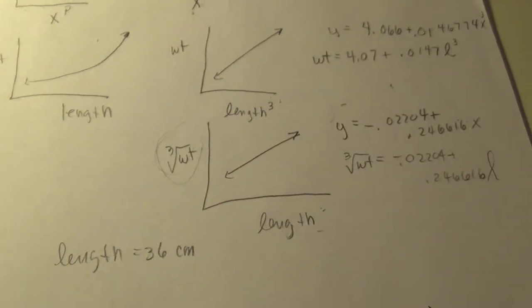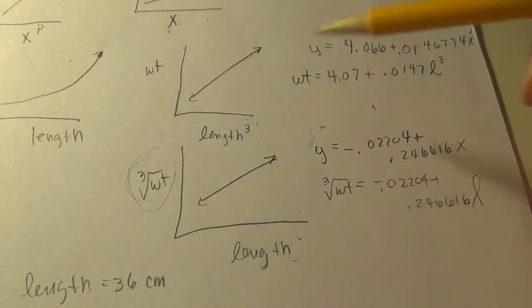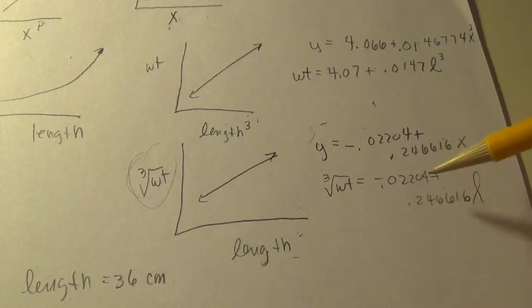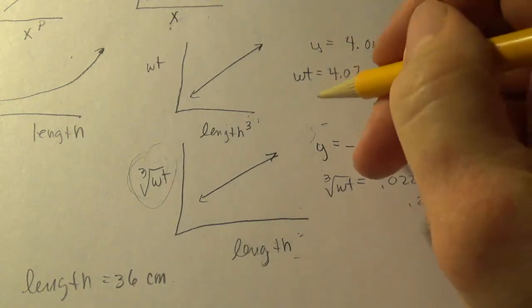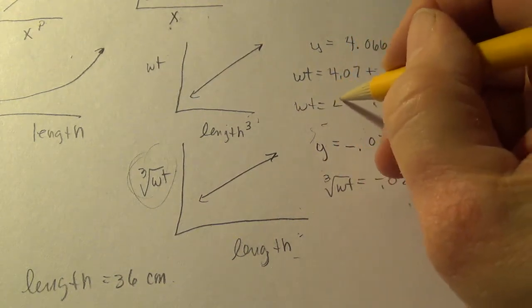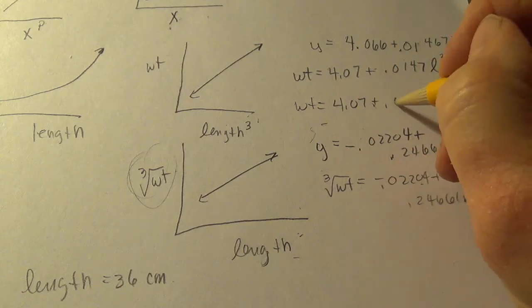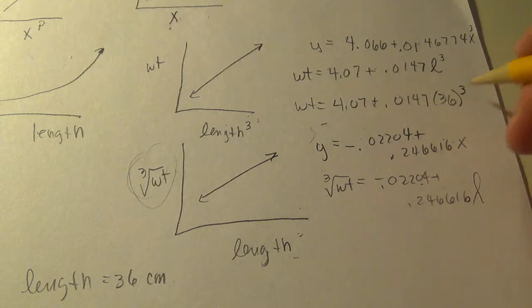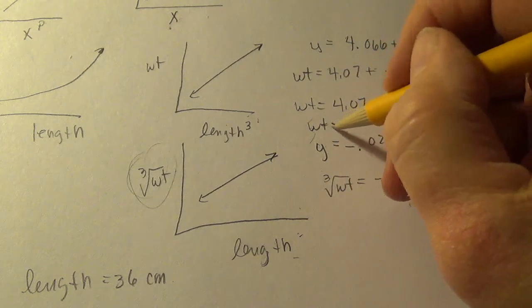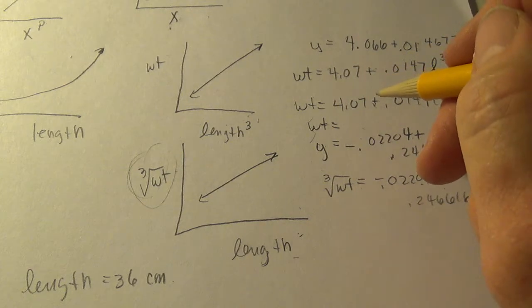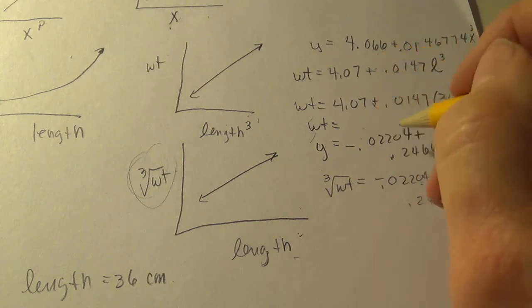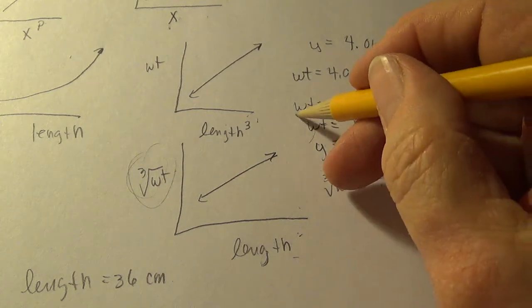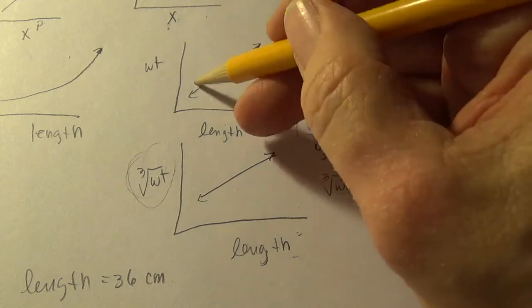So I'm going to ask for a prediction, so we're going to make some inference here, for what the weight would be. So I'm going to use this model and this model. So on the first one, I'm going to say weight equals 4.07 plus 0.0147, length 36 cubed. So when I do that, I get that the weight is around 689 grams. All right, so put that on hold. That's for this model.